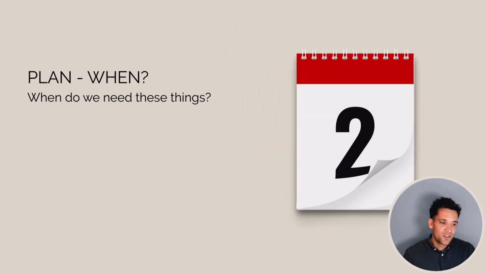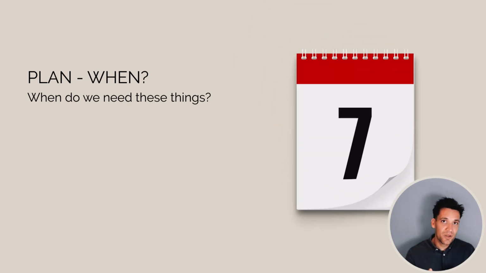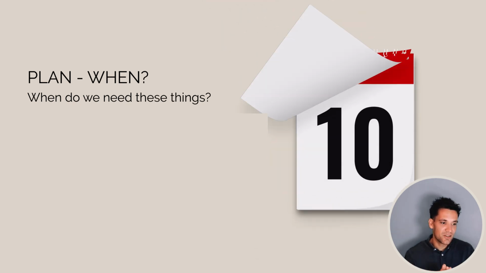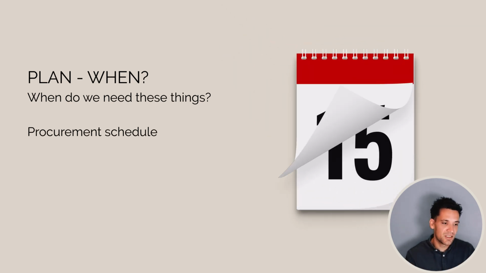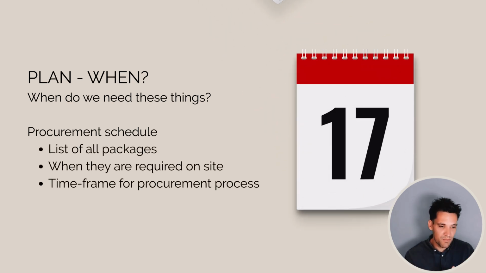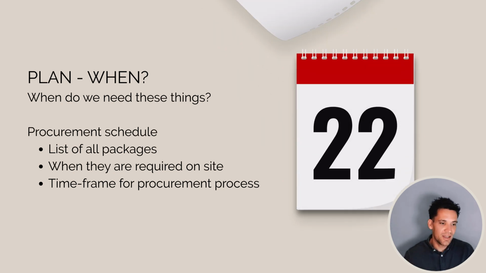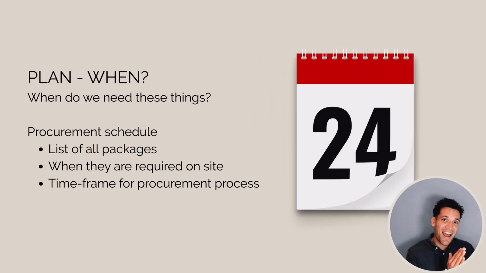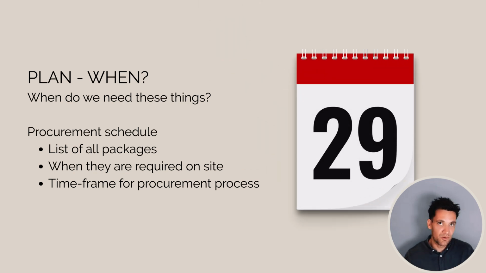The next thing we need to do is we need to determine when. When do we need to buy these things to meet our schedule? So the procurement schedule is the document we create to capture this information. It's a list of all the packages we need to procure from the market, when they're required on site, the point in time when we're able to start the procurement, and the time frame for the procurement process.